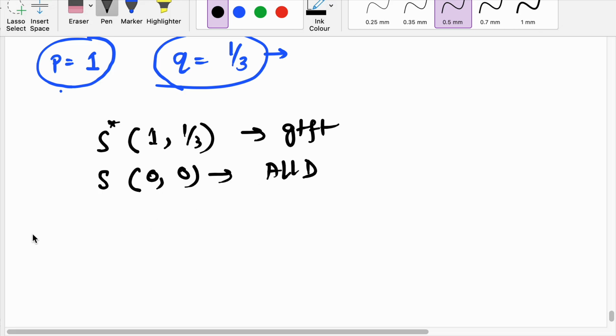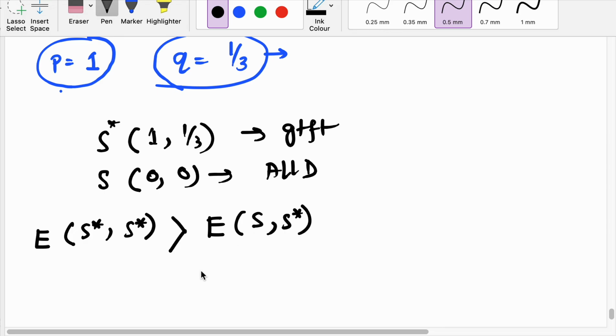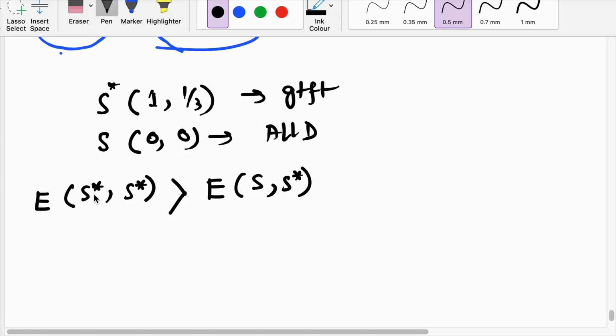Now for GTFT to be ESS, that means in the replicator equation GTFT will evolve, and in the whole population no individual can invade GTFT. That will be the case when GTFT is ESS, that means if the fitness of GTFT playing against GTFT is greater than the fitness of all D playing against GTFT.